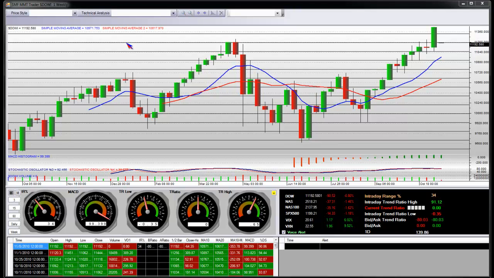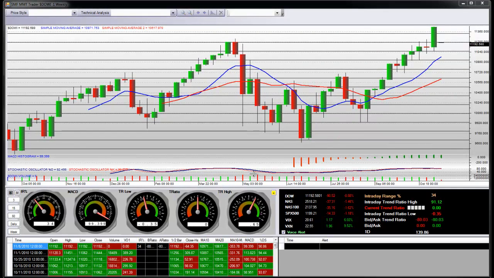We have a weekly Dow chart before us, MMTs, and it is Saturday morning. Basically, what we're going to be looking at is the key reversals on the Dow Jones. And in order to do that, there are some requirements that must be met, naturally. We are going to be looking down here.